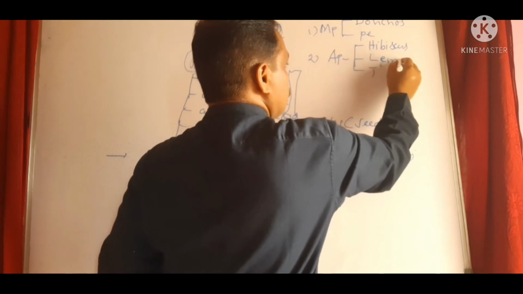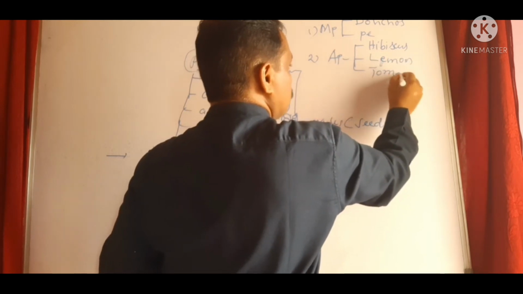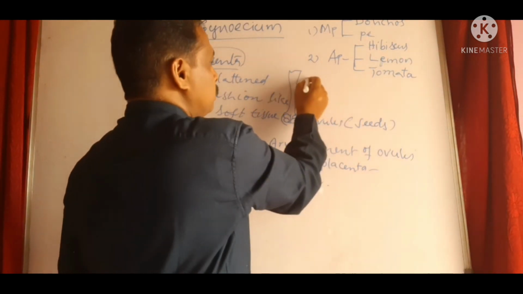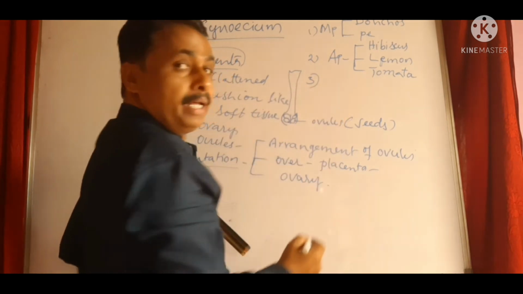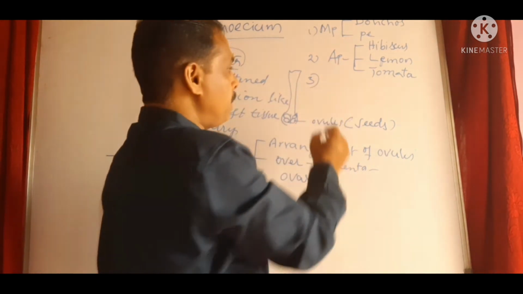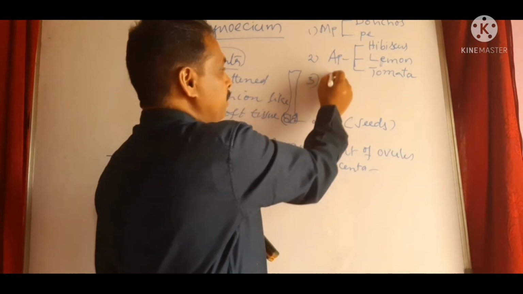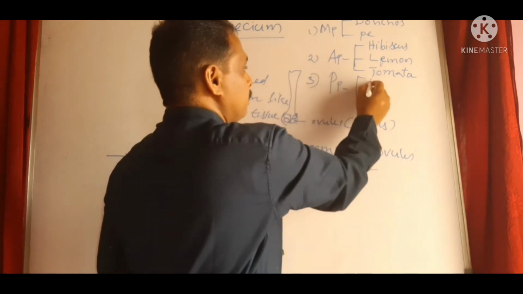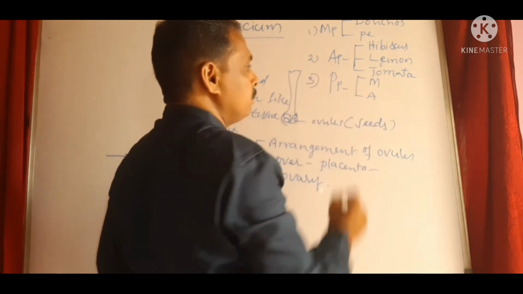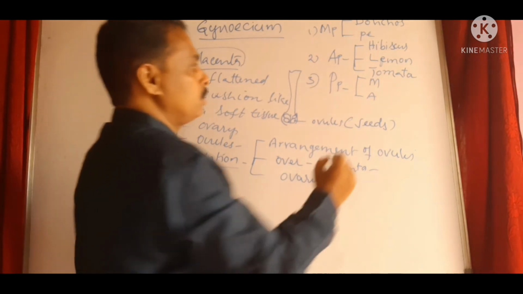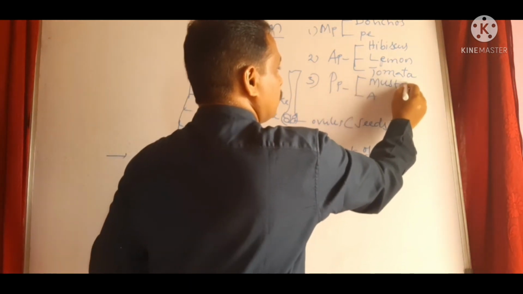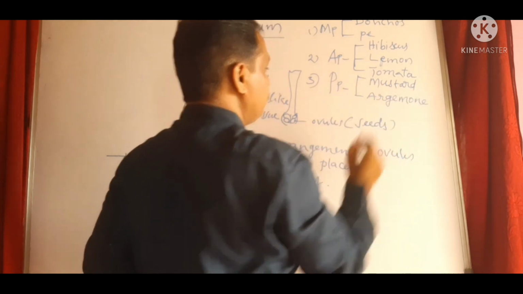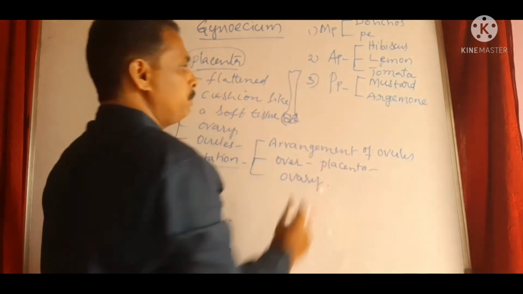lemon, tomato are the examples for axial placentation. The next one is Paparao MA, degree. Paparao's degree is MA. So like that we have to keep a code. PP, parietal placentation, MA, mustard and argemone. Mustard and argemone are the examples for this category.